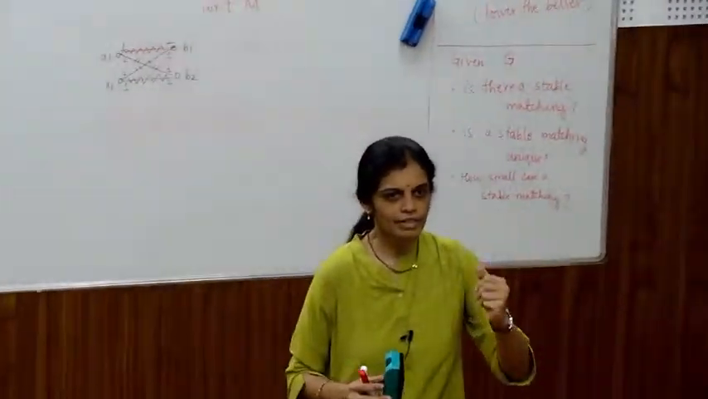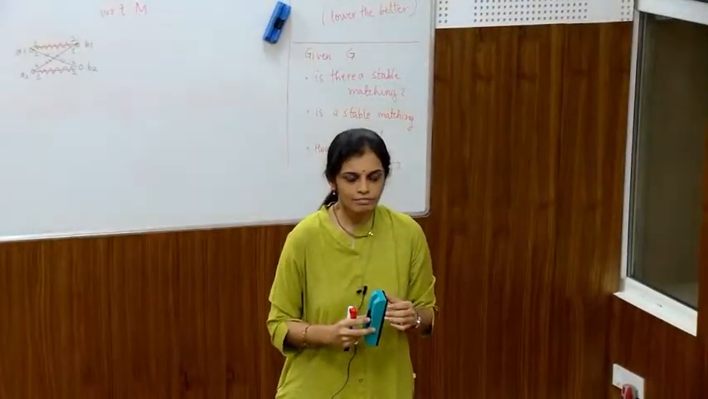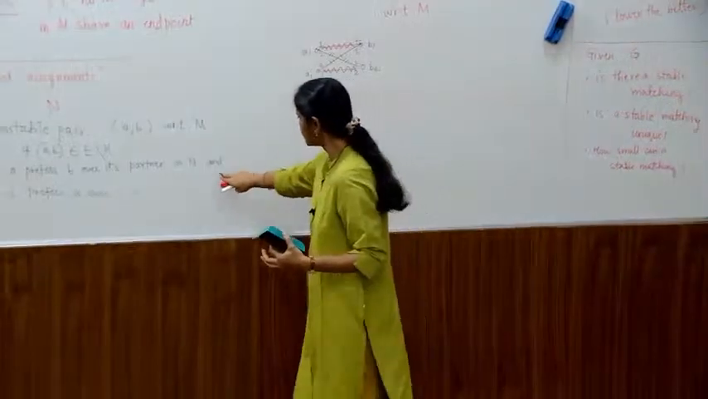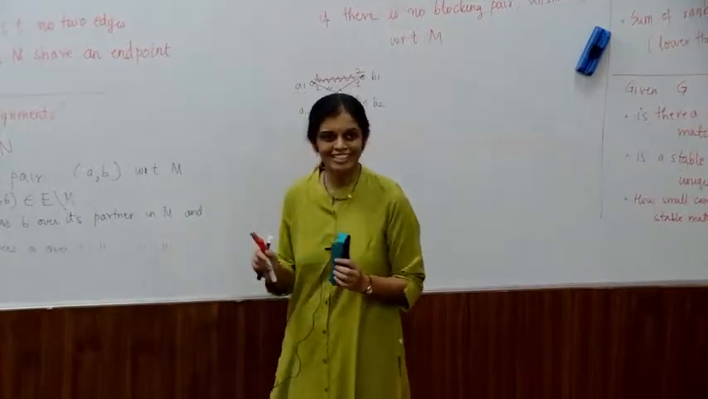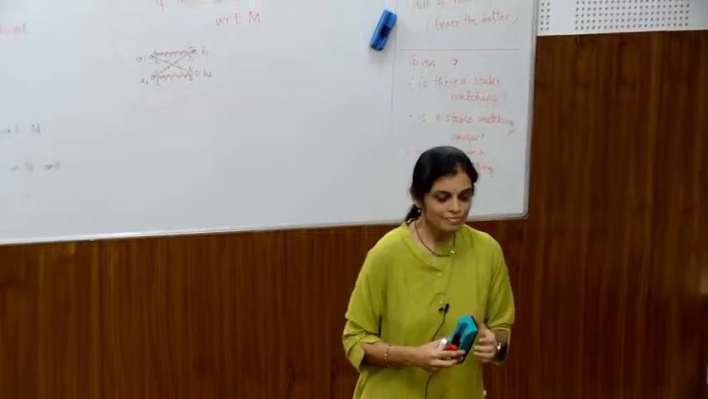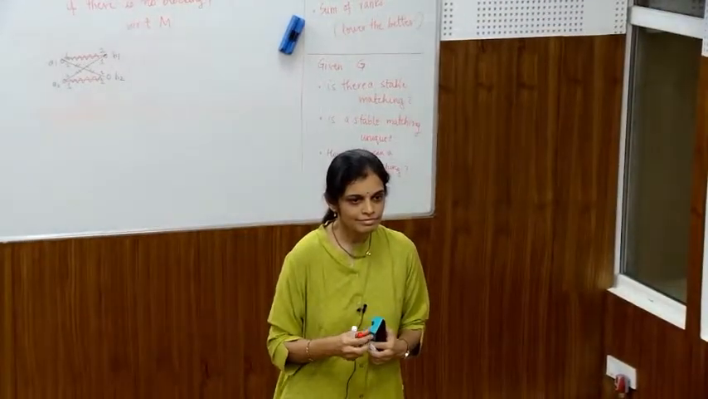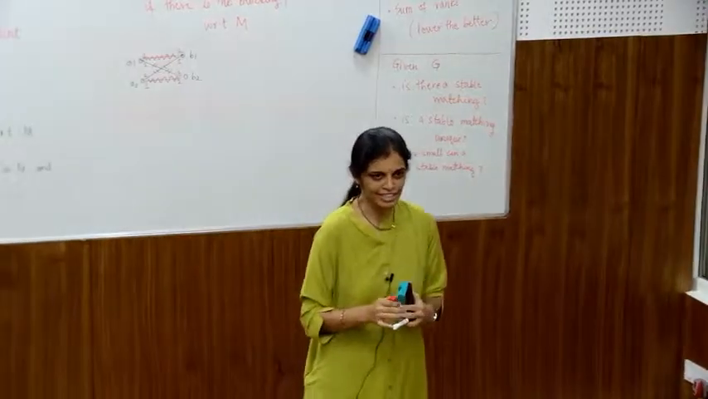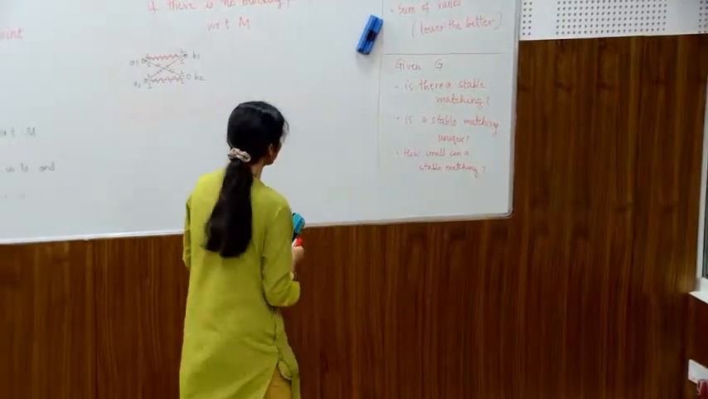It depends on the "and" in the definition of an unstable pair. Yes, it is "and", it is not "or". So stable matching is symmetric for A and B. We'll look at that, but we haven't answered this question.